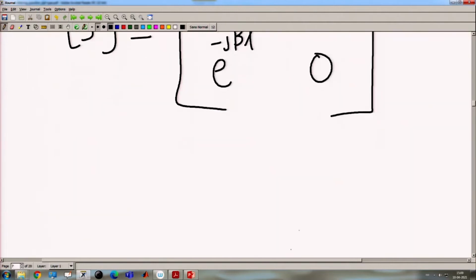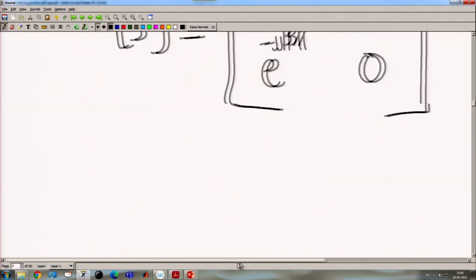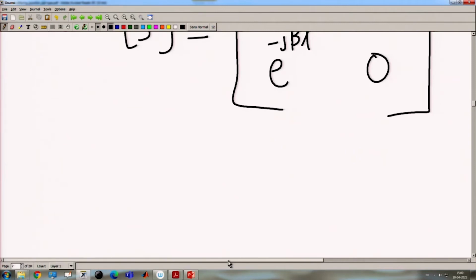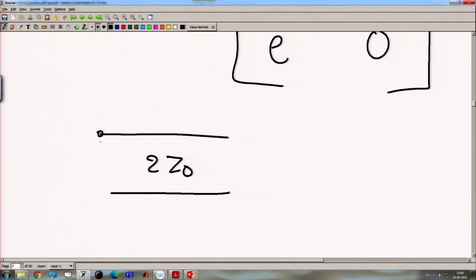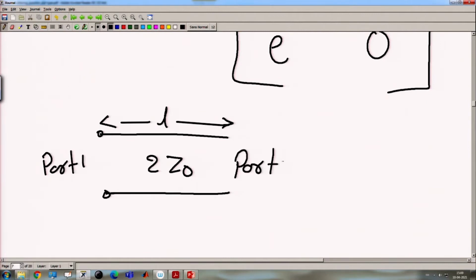After this, we can go to the second configuration. In the second configuration, everything is the same, just the characteristic impedance of the line Z0 is replaced with 2 Z0, and the length will be the same, L. Here this side is port 1, and this side is port 2.